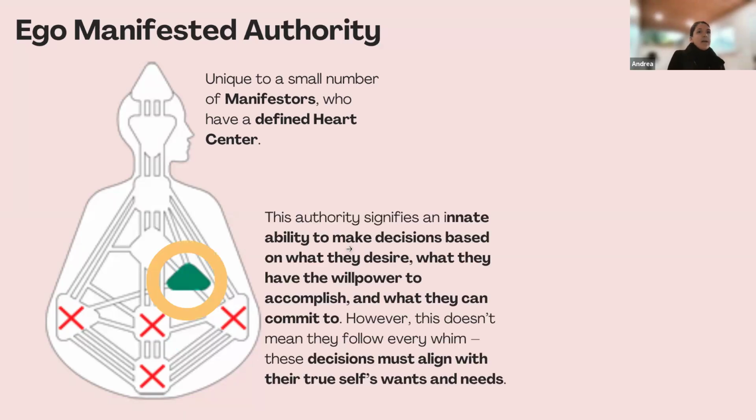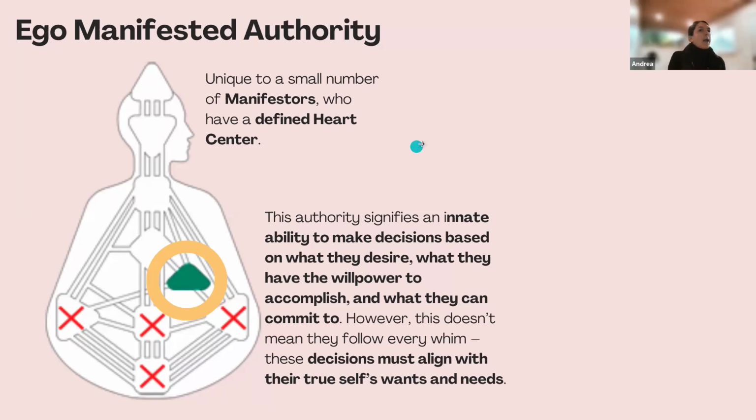This authority signifies an innate ability to make decisions based on what they desire, what they have the willpower to accomplish, and what they want to or can commit to. But again, with any human design type, it's really important that they're aligned to what is right for them versus listening to what society wants them to do or what they think they should do.